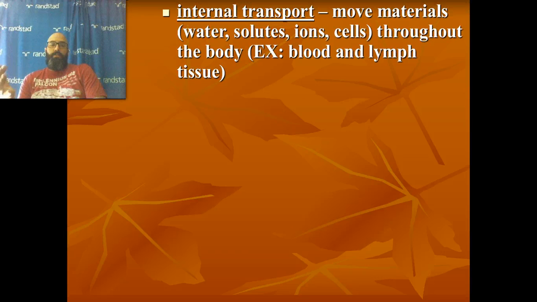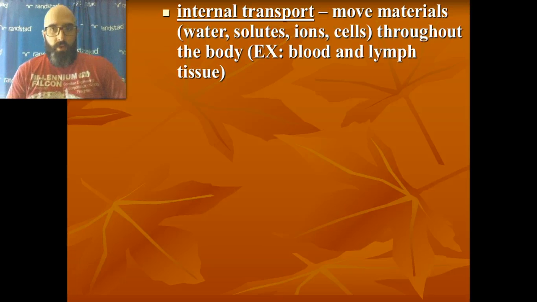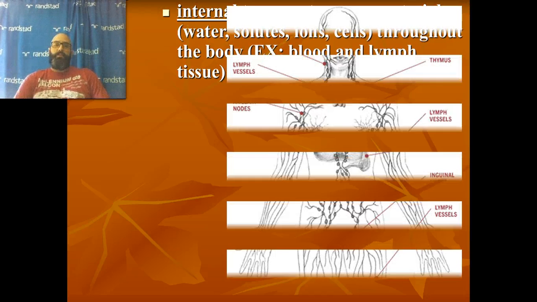For example, your blood and your lymphatic fluid connective tissue actually moves white blood cells throughout your body to keep you protected. And then in times of infection, you can actually produce more white blood cells, which then more of that needs to be distributed throughout the body, so you have internal transport of your materials.